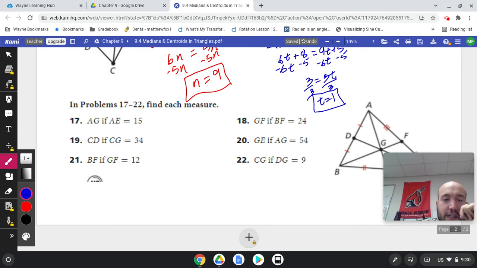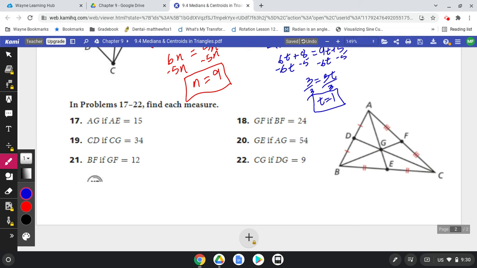Okay, one final section here. Let me get rid of this so you guys can see it better. Each of these is a different example, so each time we have to reset. It says AG. We're trying to find AG if AE is 15. So this whole distance is 15. If that is the case, we want to know what AG is. We know that is 2/3 of the total distance. Total distance is 15. 2/3 of that total distance will be 10.